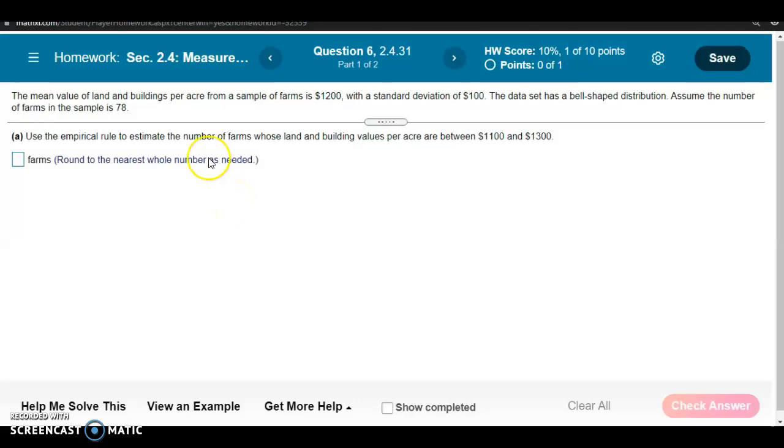Okay, so in question 6, it says that the mean value of land and buildings per acre from a sample of farms is $1,200 with a standard deviation of $100. And it says the data set has a bell-shaped distribution. And it says assume the number of farms in the sample is 78. So part A says we want to use the empirical rule to estimate the number of farms whose land and building values per acre are between $1,100 and $1,300.